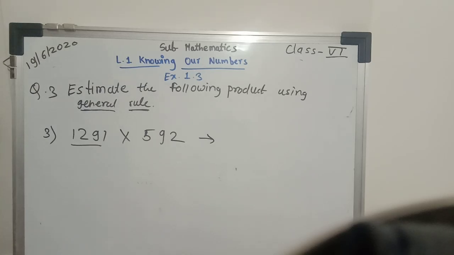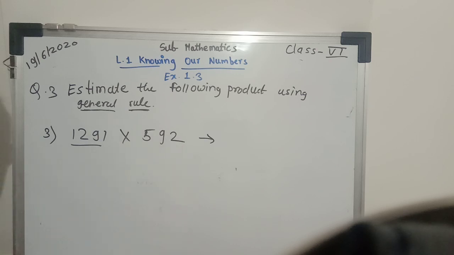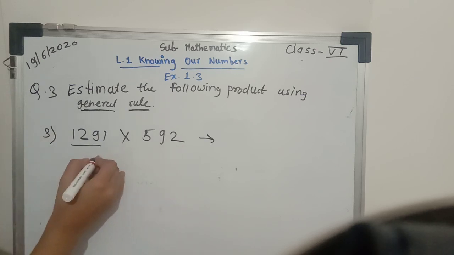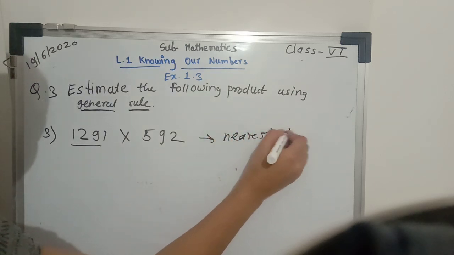Now here, the third example is 1291 multiplied by 592. Okay, so here the first number is a 4-digit number and here 3-digit numbers are there. So here what we will do, we will round up these two numbers to the nearest 100.